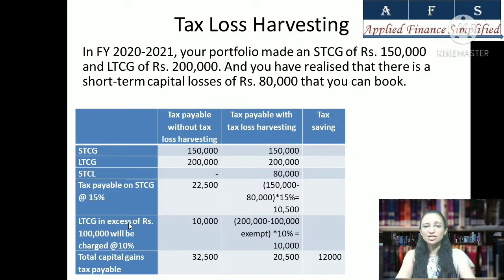Long-term capital gains in excess of 1 lakh will be charged at 10%. So 2 lakh minus the 1 lakh limit at the rate of 10% gives us 10,000 long-term capital gains liability. So our total tax liability under the tax loss harvesting option is 20,500, which when compared to when no tax loss harvesting is applied, is 32,500. So we save a whopping 12,000 rupees by applying the tax loss harvesting strategy.